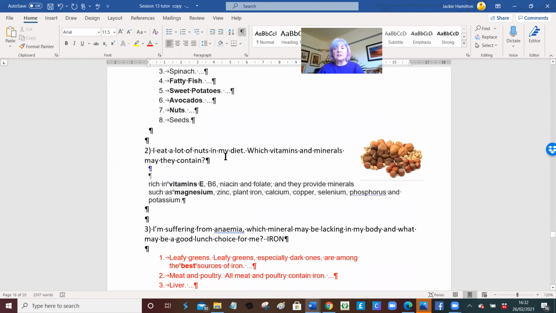I eat a lot of nuts in my diet. Which vitamin and mineral do they contain? Well, they are rich in vitamin A, B6, and minerals such as magnesium, zinc, iron, calcium, copper. Huge amount of good comes from adding nuts to the diet.